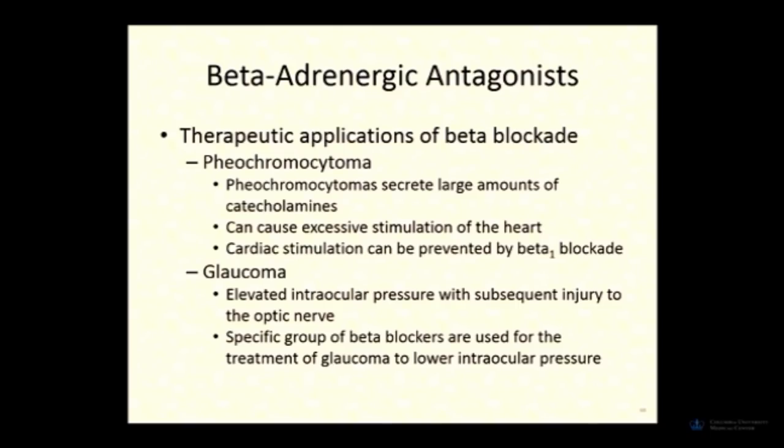Also, in the treatment of pheochromocytoma, we can also use beta blockers. And it's mostly to block the effects of the catecholamines on the heart. We also use beta blockers in the treatment of glaucoma. In glaucoma, we have elevated intraocular pressure that damages the optic nerve. So beta blockers can actually reduce intraocular pressure to help prevent further injury to the optic nerve.